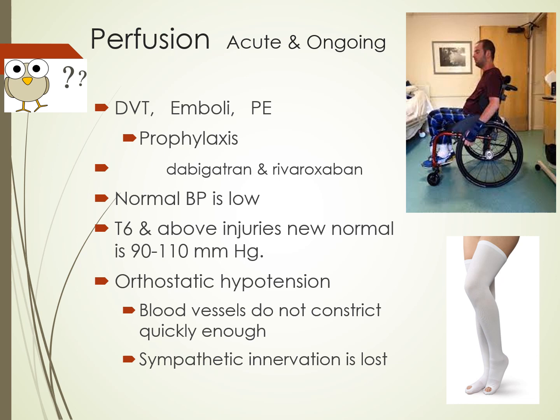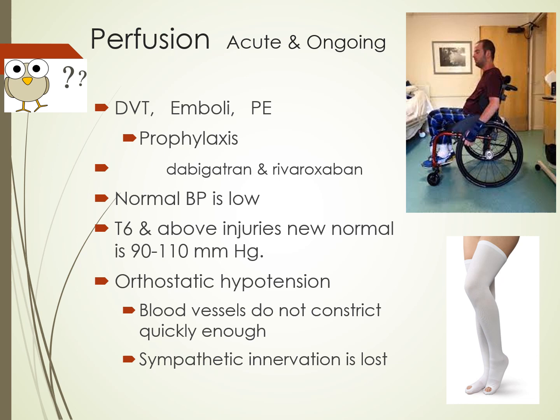Alright, let's examine perfusion from acute and ongoing. With spinal cord injury, they have a propensity for DVTs, for emboli, and for pulmonary embolus. We ideally want to prevent this. We can do this with low molecular weight heparins, such as Lovenox, or the new POs, dabigatran, rivaroxaban. These are PO drugs. They're a bit more expensive, but you don't have to do blood levels like you would with our warfarins.